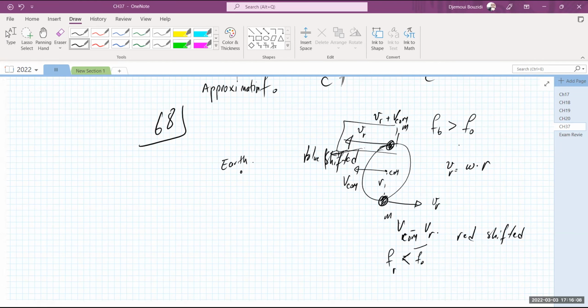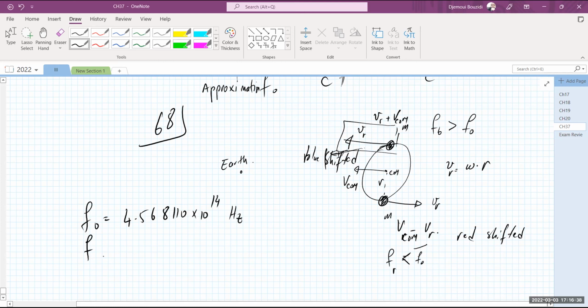4.568110 times 10 to the power 14, and 4.567701 times 10 to the power 14. And the actual frequency, I'm sorry, they gave you the actual frequency. Hold on. They gave you F naught. Let me write it down. It's 4.568110. Okay, you have to keep so many of these sig figs because of the fact that you need to find the shift in frequency. They gave you the F blue. So the F that is shifted toward higher frequencies is going to be 4.568910.